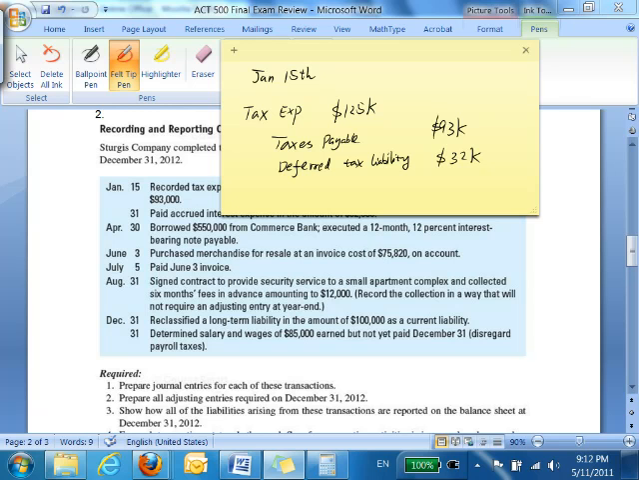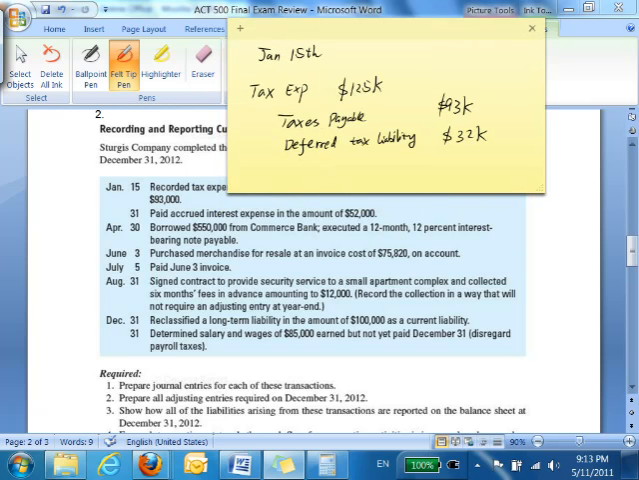This is for the January 15th transaction journal entry. Tax expense increase, debit by $125,000. Taxes payable increase, we credit. Payable liability, $93,000. And the difference goes to the deferred tax liability, $32,000. Okay, any questions? No question. Excellent. Let's move on.